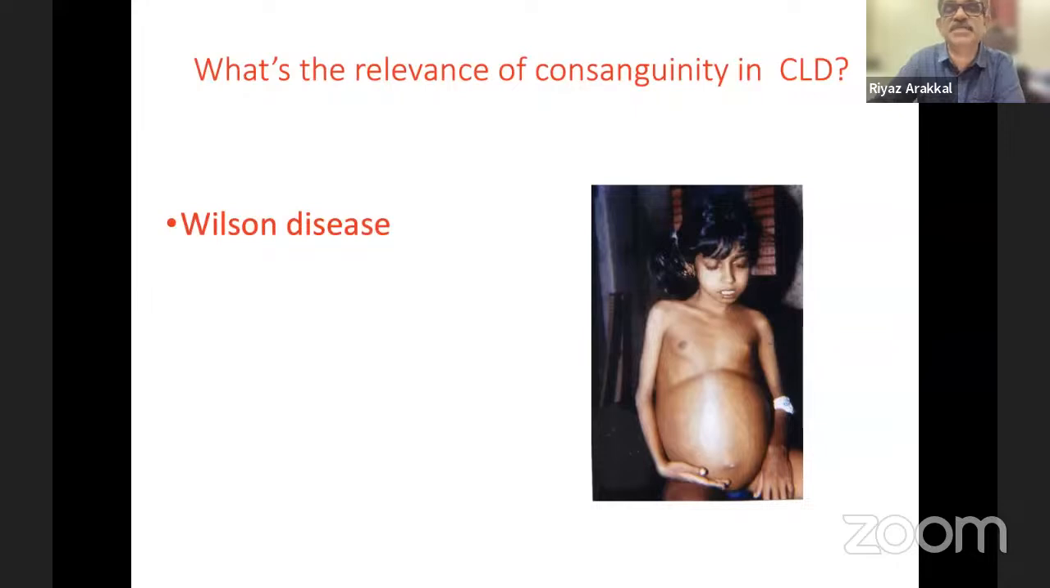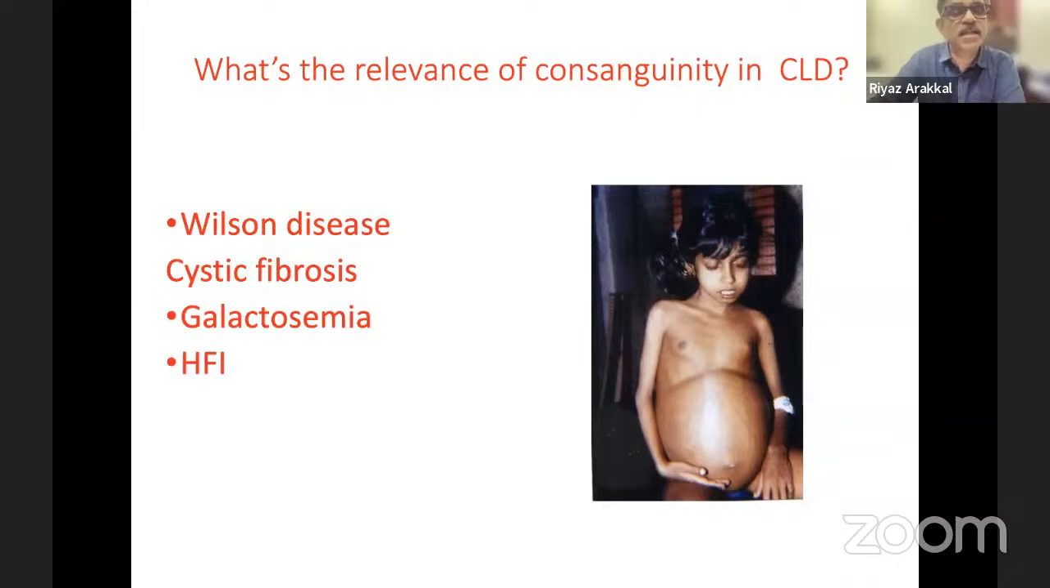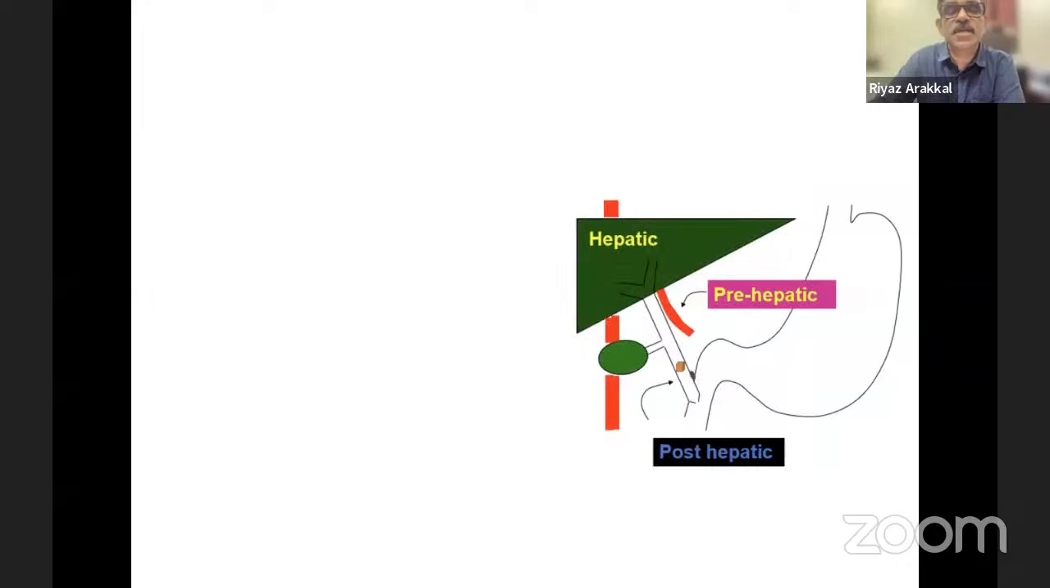What are the others? Can you mention some of the others, Aisha? Cystic fibrosis, alpha-1 antitrypsin deficiency, galactosemia, PFIC, progressive familial intrahepatic cholestasis. So many conditions. Most of them are autosomal recessive. And there are various methods of classifying jaundice.